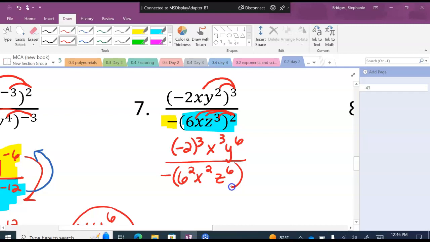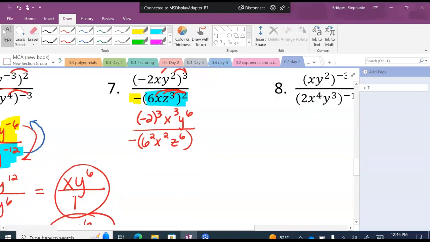Is that kind of okay so far? Somewhat. All right, let me ask you a question. If I do -2 to the third, -2 times -2 times -2 gives me -8. I'm leaving the x to the third and the y to the 6th for now.